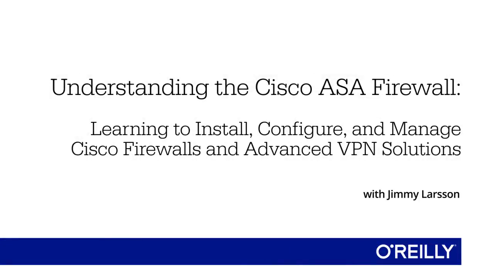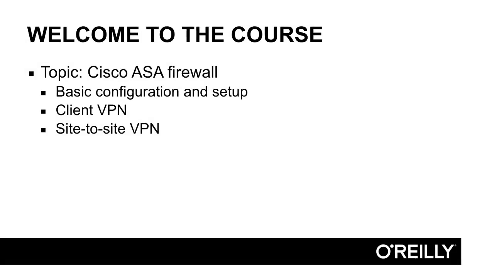Welcome. In this course, you will learn about the Cisco ASA firewall. Together, we will configure a firewall to handle and filter traffic. We will set up Cisco AnyConnect client VPN, as well as site-to-site IPsec tunnels, and we will go through different ways of troubleshooting and configuration of the firewall.